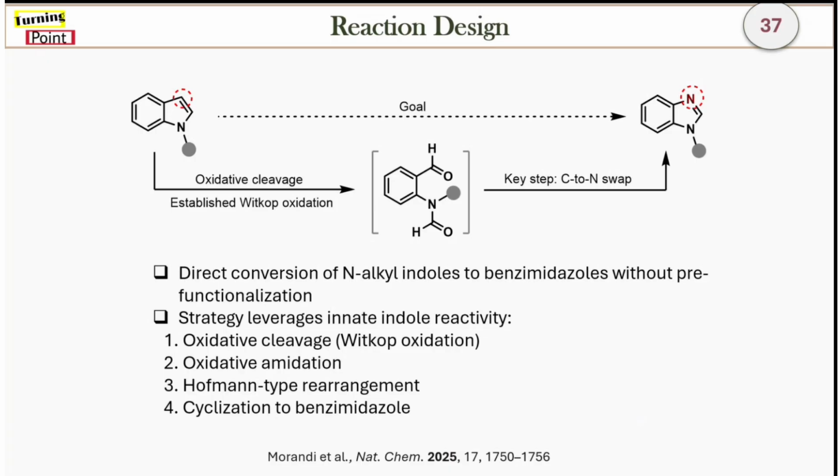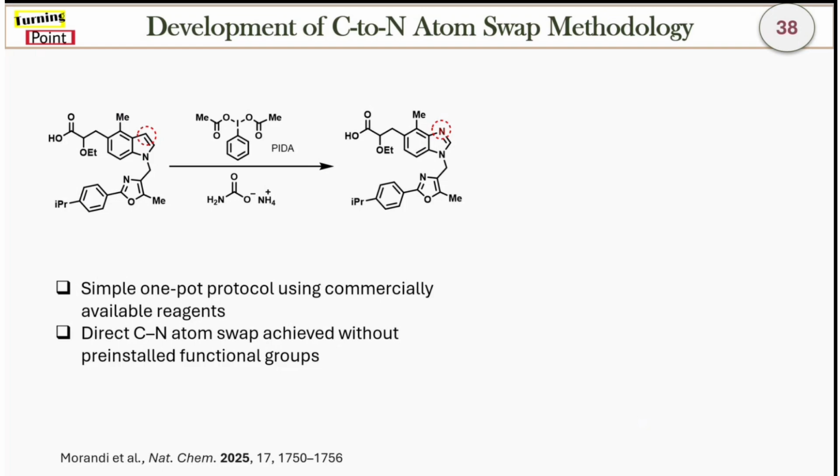Then in the last step, it will cyclize to give a benzimidazole type of product. So for this transformation, they developed a method using a simple, commercially available reagent without any pre-installed functional group. For that, they chose this reagent, which is PIDA and ammonium carbamate. So why did they choose this one?